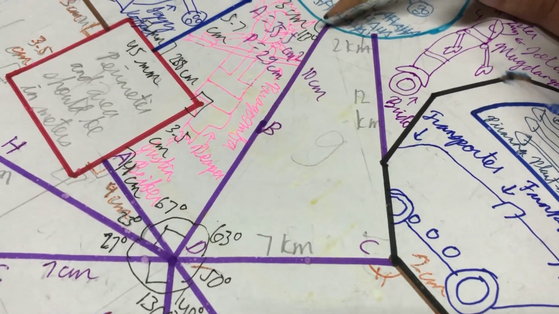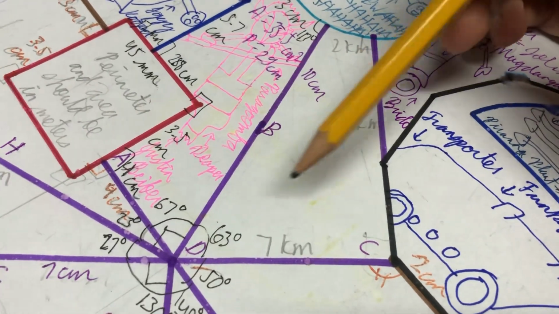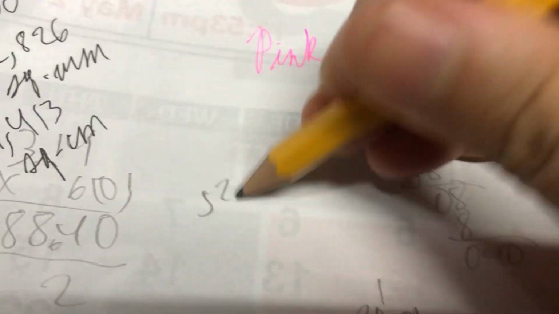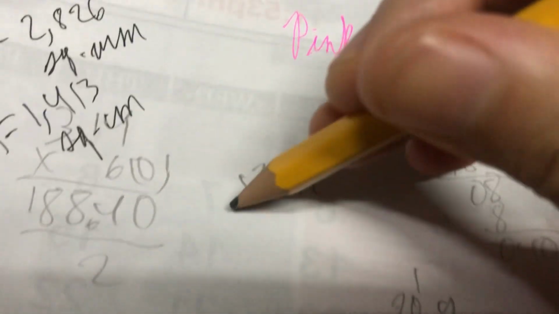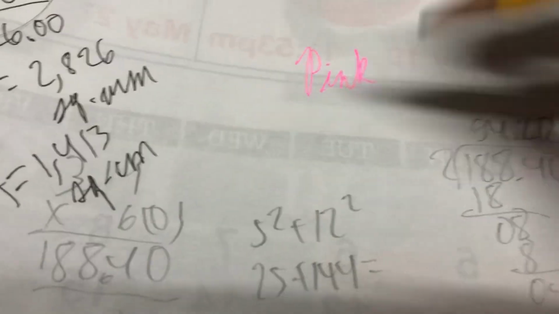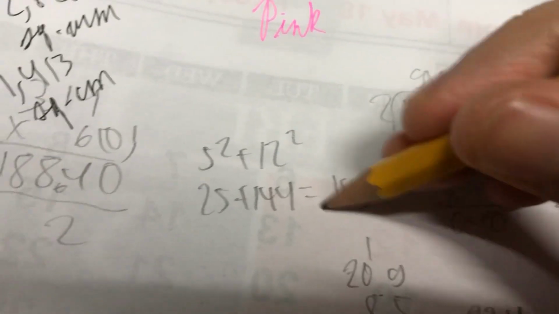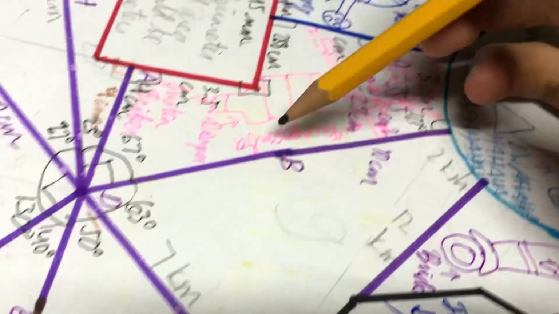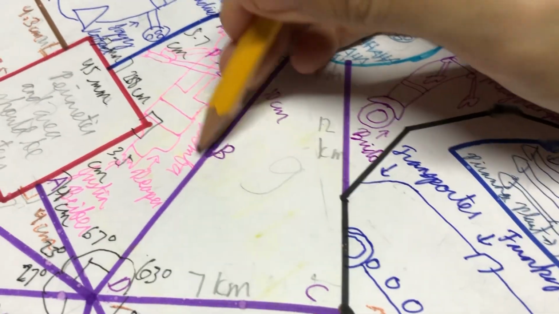And apply the Pythagorean theorem. Then we have 5 kilometers, 5 squared plus 12 squared equals 13 squared. Kung gagawin natin dito yung formula, 5 squared is 25, 12 squared is 144, equals 169. The square root of 169 is 13. So therefore, ito yung measure namin, yung long leg, 13 kilometers.